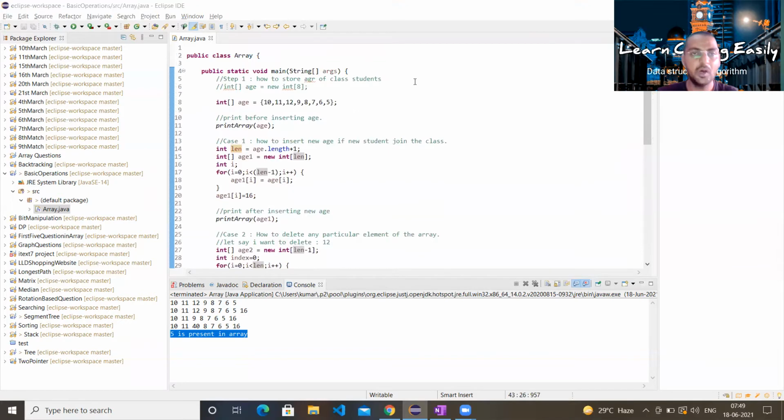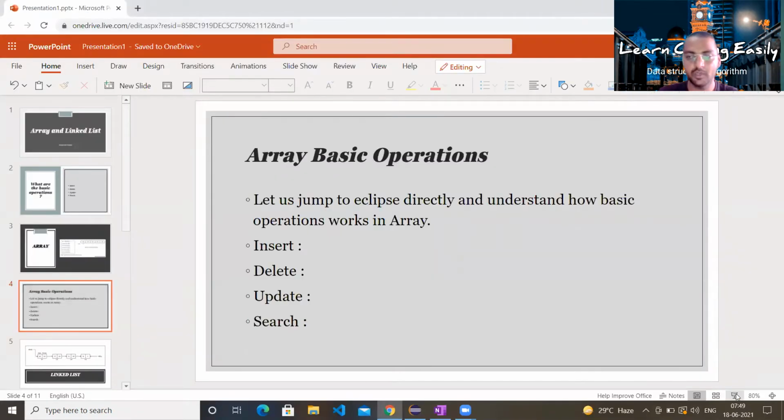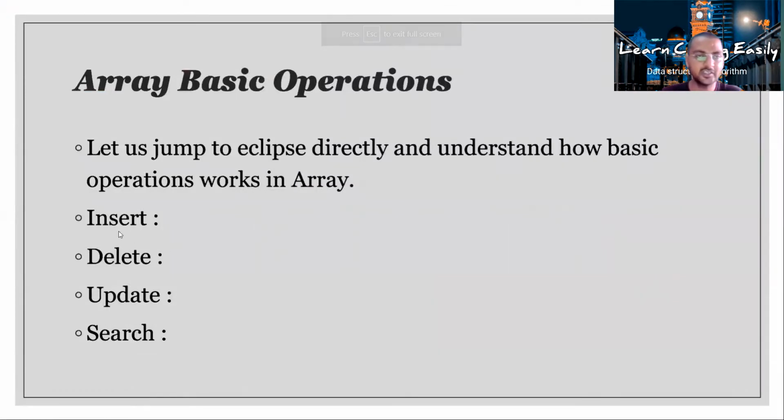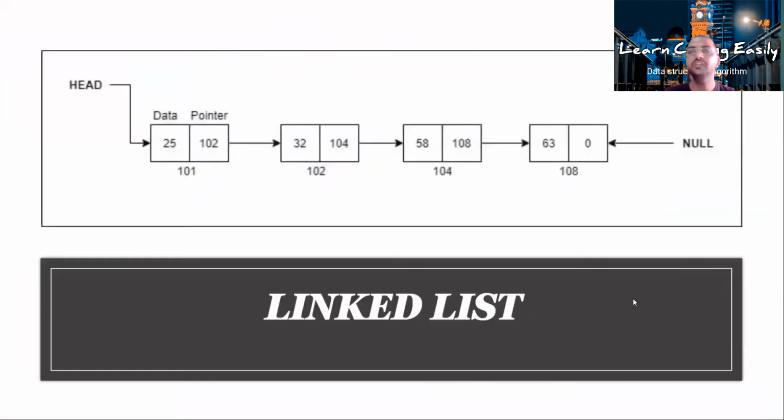All right. Now we will jump to our presentation part and move forward. So we have discussed insertion, deletion, update, and search, and how much time each one of these will take, right? Now let us jump to the linked list part. I think you are clear on the array, how to declare the array, and how to perform all the basic operations on an array. Now we will jump to the linked list. We will again solve all the basic operations in case of a linked list also.